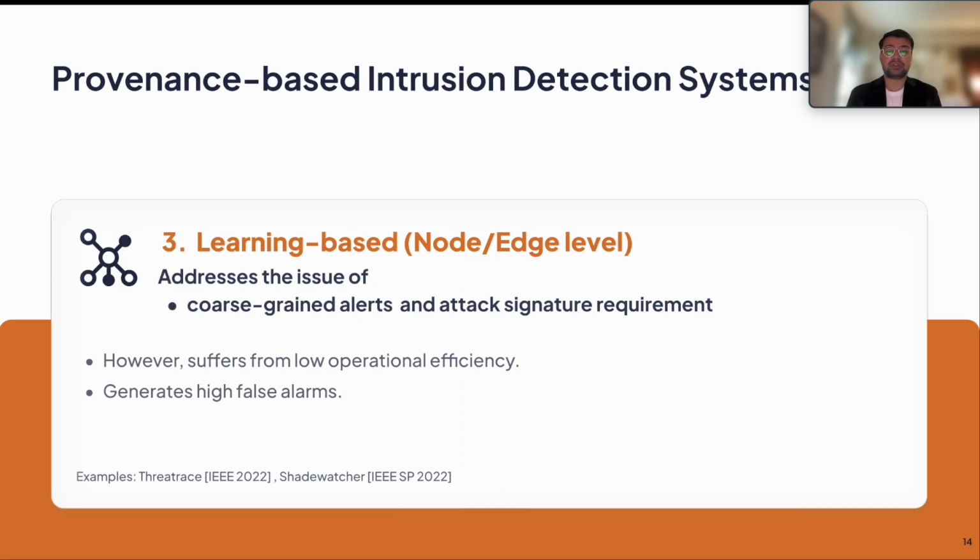The third type of systems are the learning-based node edge level systems. These systems address the issue faced by the previous two classes of detectors by generating fine-grained alerts and without requiring attack signatures. However, they themselves suffer from some key challenges such as low operational efficiency and generating high false alarms, which directly affects the practical usability of these systems.